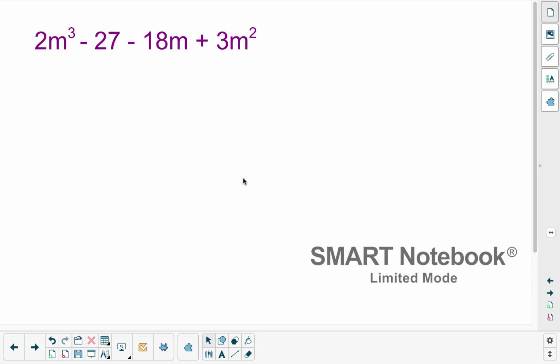We're doing something called factoring by grouping right here. So what I'm going to do is take these four terms and put them into two different groups. If you notice the way they're written right now, 2m cubed minus 27, you can't quite factor because 2 goes into this one and 27 doesn't.